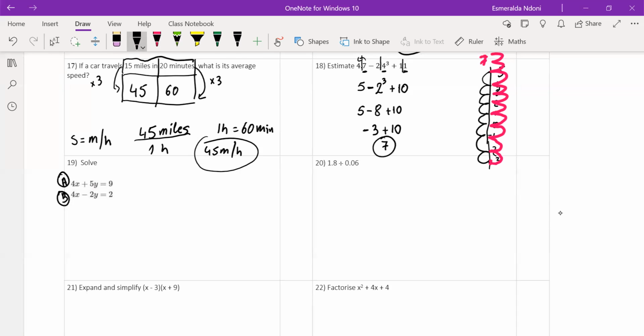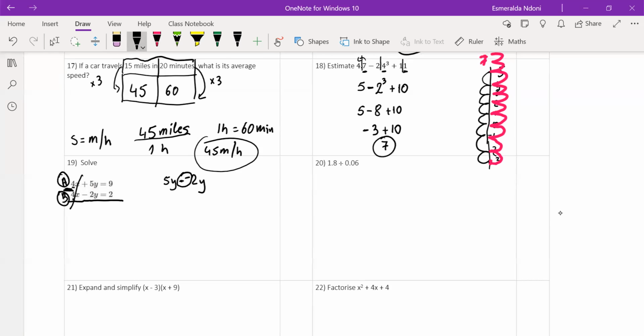So if I want to eliminate the 4, those are both positive. So to eliminate, I need to subtract, because 4 take away 4 would give me nothing. And I need to eliminate one of the letters. So I'm subtracting the equations one from another. 4x take away 4x, nothing. That's the whole point of it. 5 take away 2. So we have a positive 5y subtracting a positive 2y.